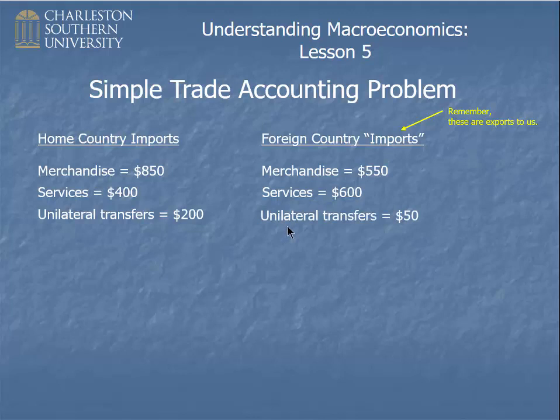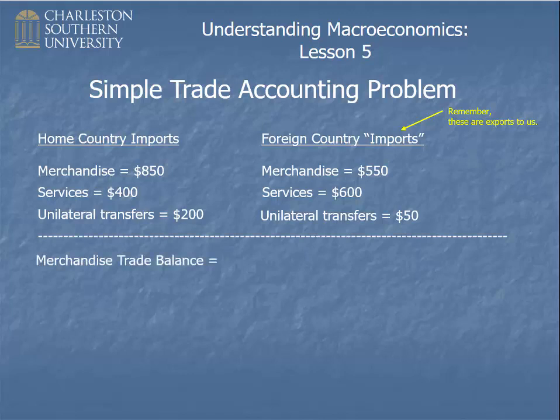All right, given this information, what is the merchandise trade balance? I hope you can see that the merchandise trade balance is what we exported minus what we imported. So we exported $550 worth of stuff, but we imported $850 worth of stuff. So $550 minus $850, the merchandise trade balance would be minus $300.